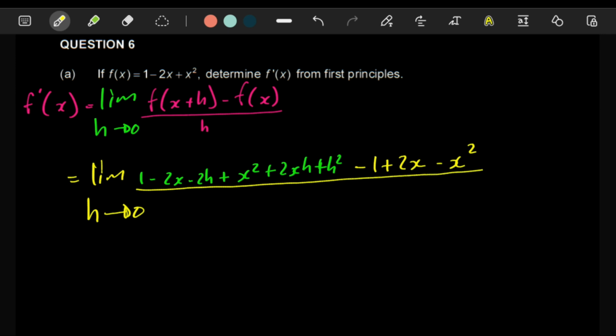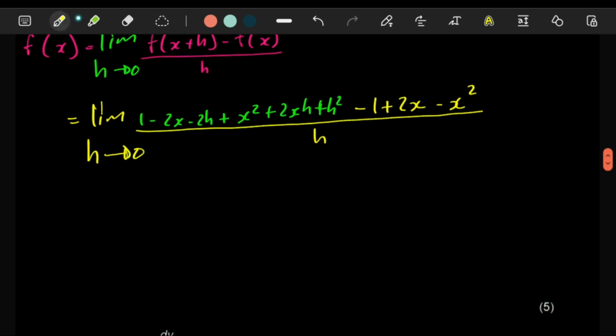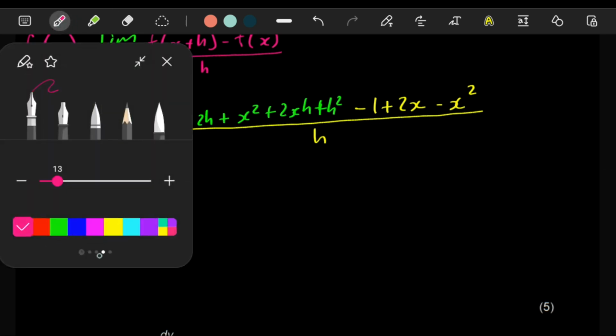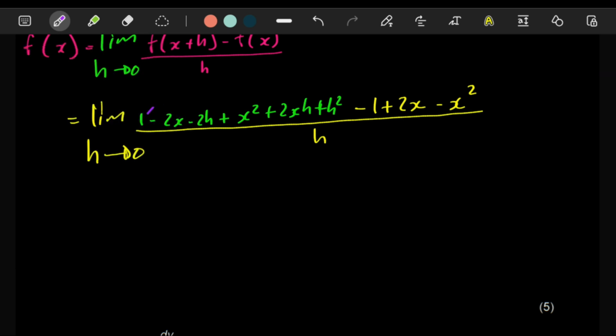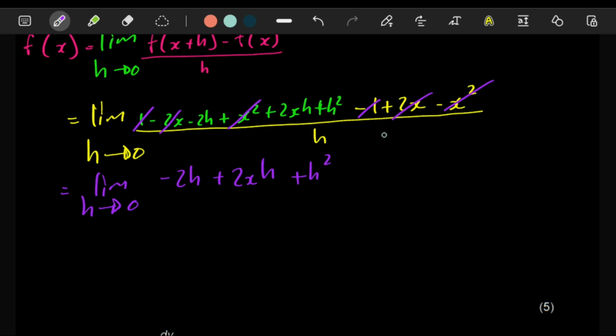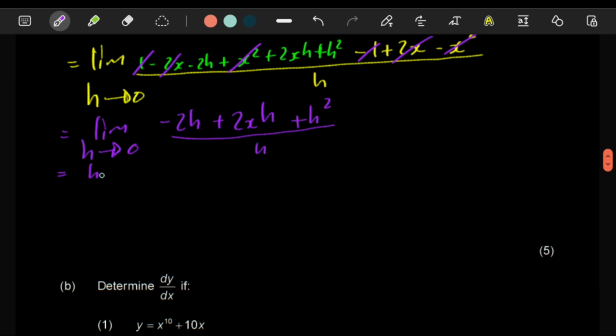So the bottom part here is just h. If what you're doing is correct, then this would need to cancel that, this would need to cancel that, this would need to cancel that. If you don't find yourself doing any cancelling, you have done something wrong 100%. So this is just going to be -2h plus 2xh plus h squared, the whole thing over h, and then you just want to take out h as a common factor.